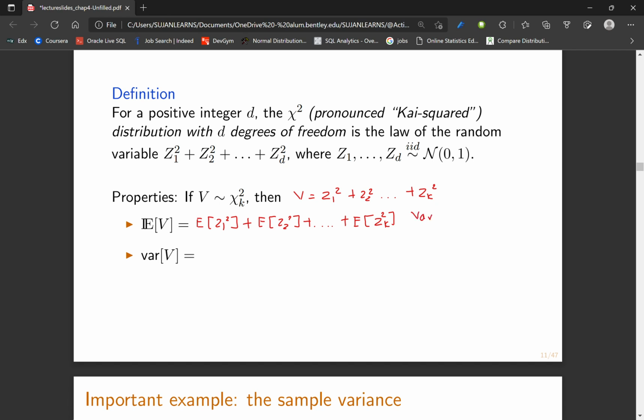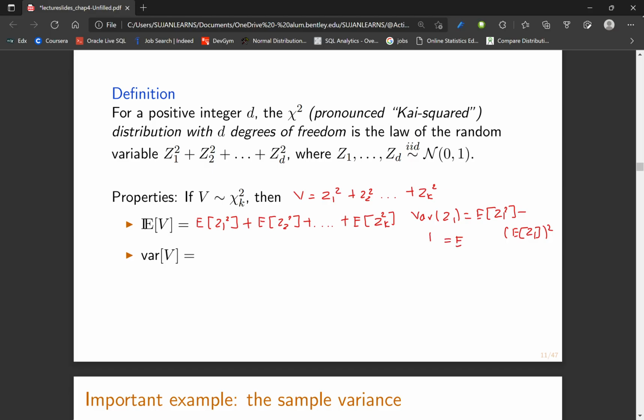The formula we can use uses variance. Variance of Z1 is equal to expectation of Z1 square minus the square of the expectation of Z1. Here we know what is the variance of Z1. Z1 is a standard Gaussian with the variance of 1. Therefore, variance of Z1 is 1.